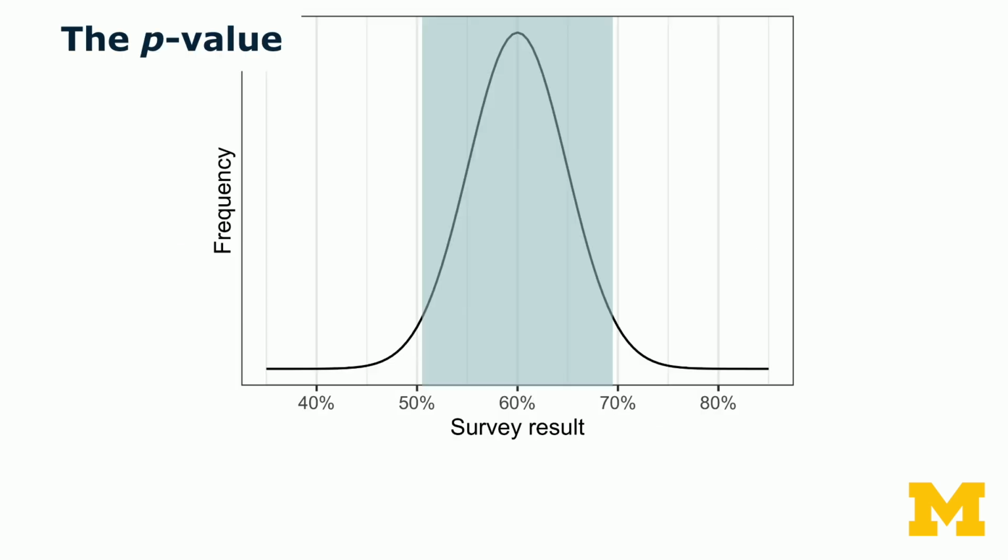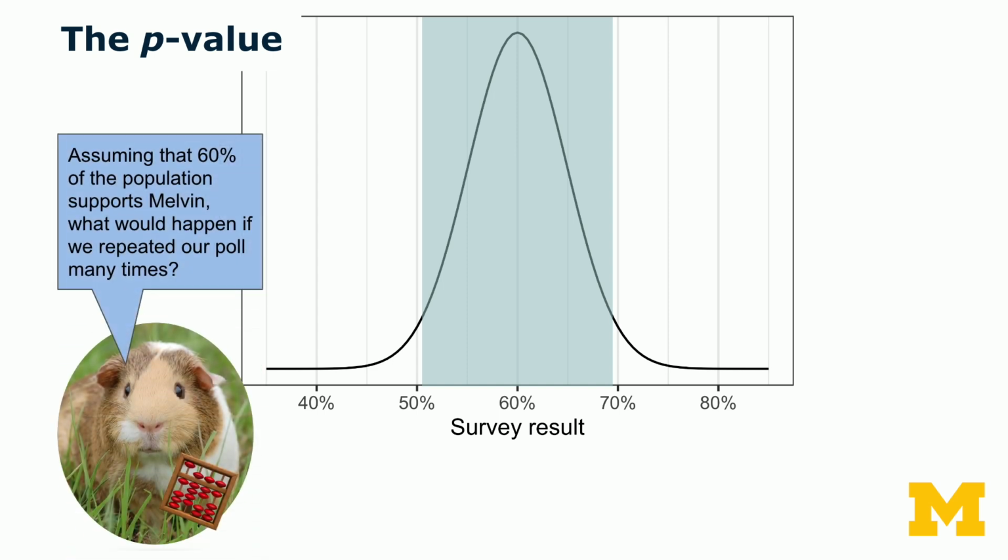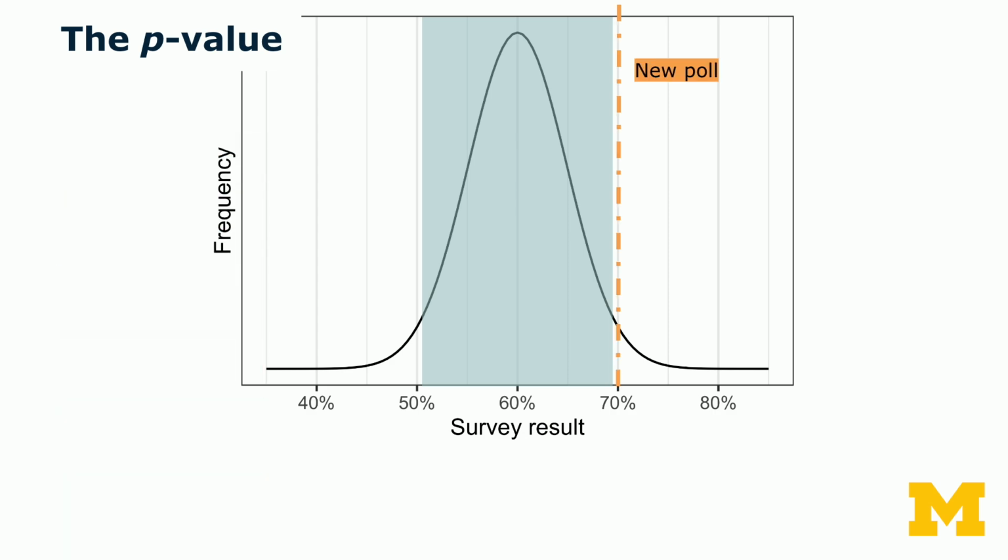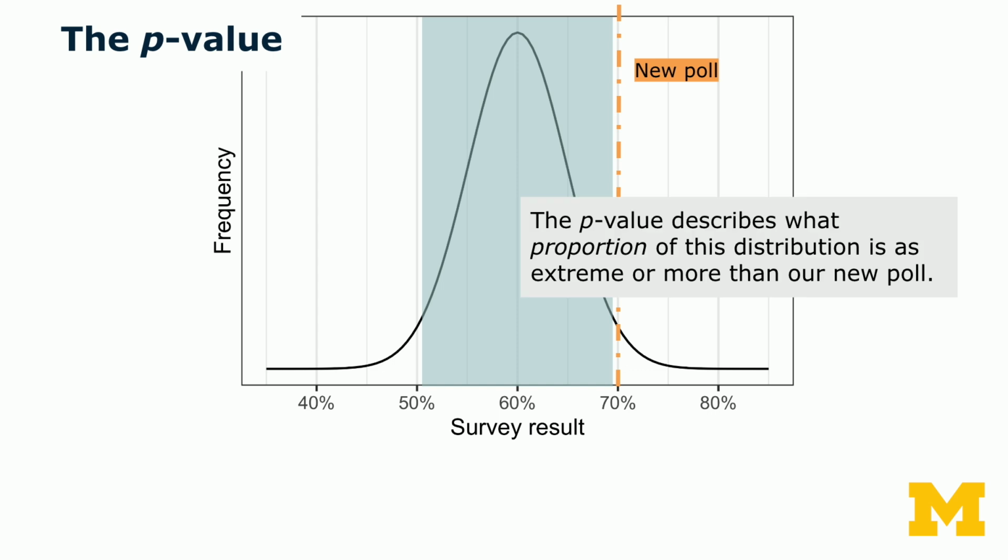Where does the p-value come from? Okay, so remember this figure. We looked at our null world. This is, what are all the possibilities if we're assuming that Melvin's polling, if his popularity is fixed at 60%, and we shaded this range here. So remember this, our figure comes from if 60% of the population supports Melvin, what would happen if we repeated our poll many times? Then we put our new poll, we put this dashed line here.